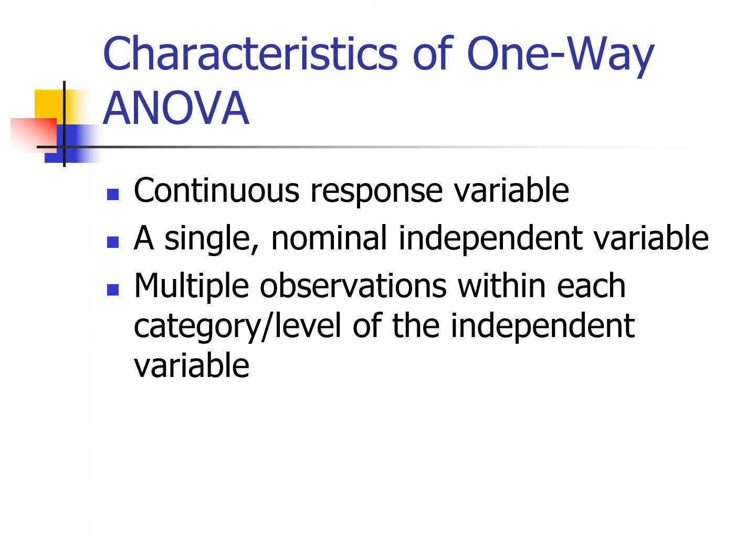A one-way ANOVA has a continuous response variable y, a single nominal independent variable, so a categorical independent variable with no inherent ordering, and multiple observations within each category of the independent variable. So more than one observation for every category.